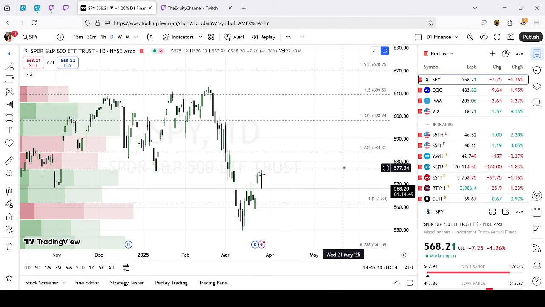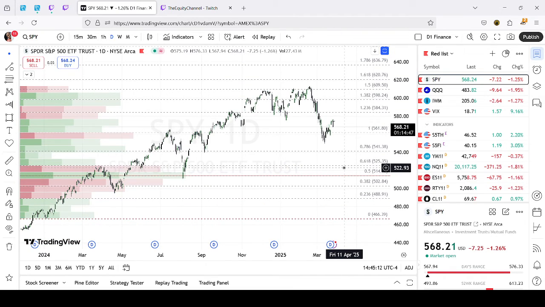So that's what I like to do. I like to just find where the support and resistance is between two significant points, because that's the greater, grand scheme of things with the Fibonacci.